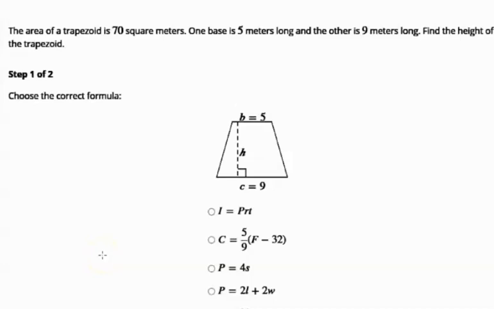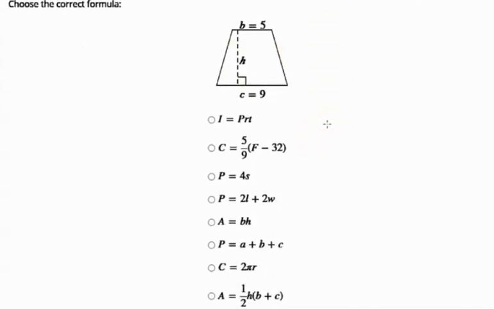Now, looking at this next one, we have the area of a trapezoid is 70 square meters. It has one of its bases a 5 and the other a 9, but we don't know the height. So one of the things they're asking us here is to pick out from all these formulas which would be the correct formula. So let's review them a little bit together.